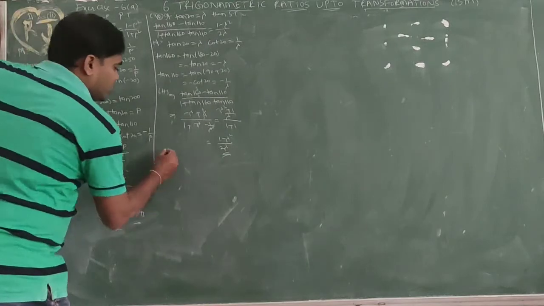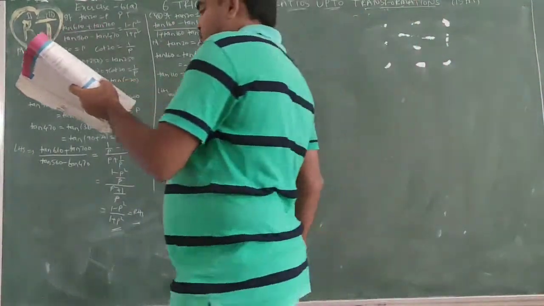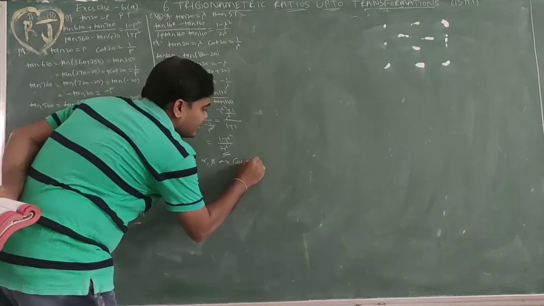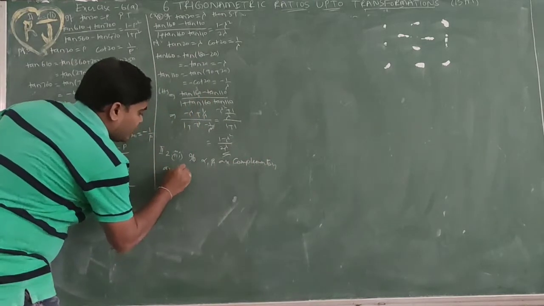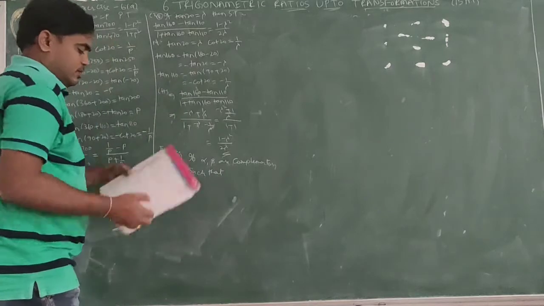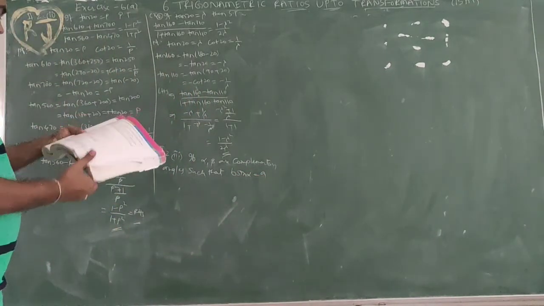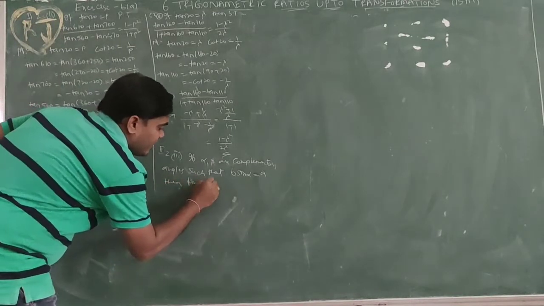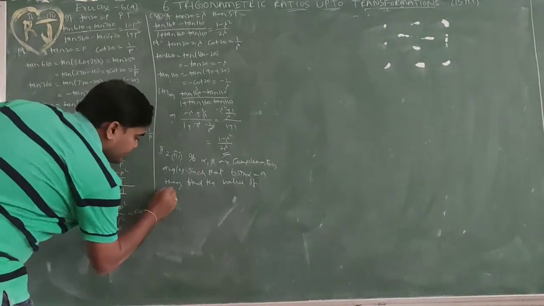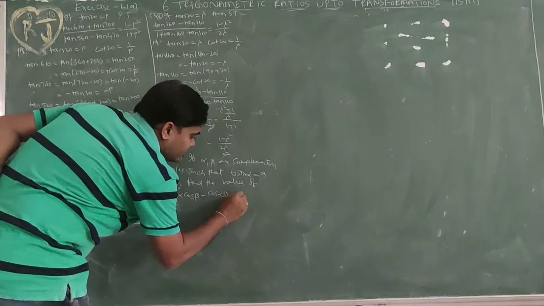Next, in the second question, the third one is: if alpha and beta are complementary angles, such that b sin alpha equals a, then find the value of sin alpha cos beta minus cos alpha sin beta. Okay.